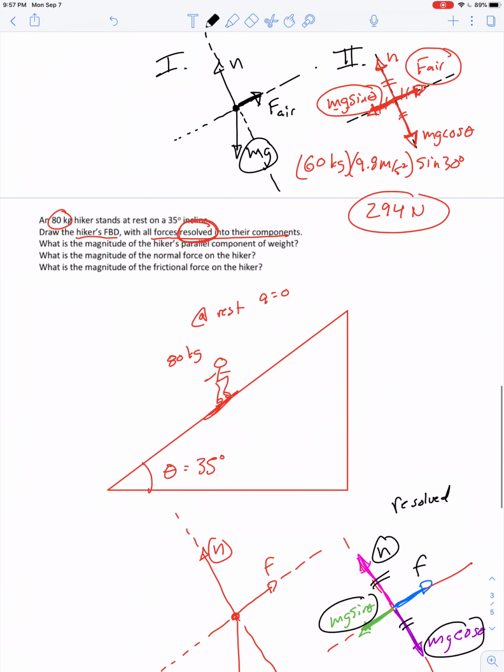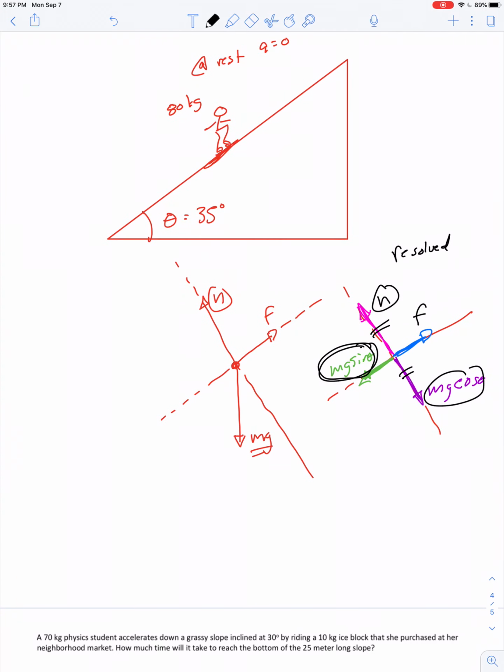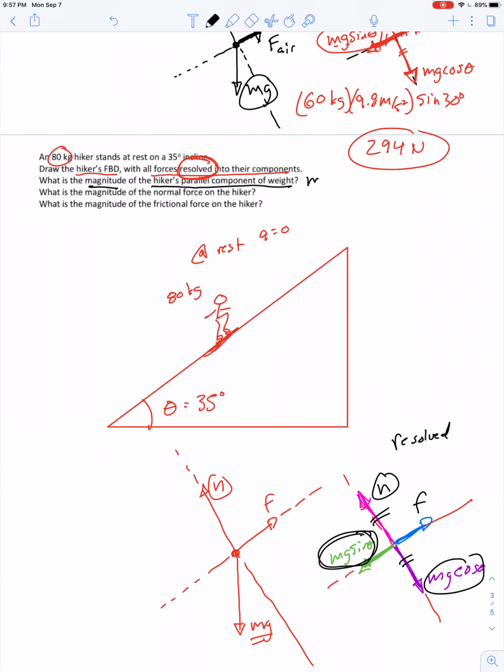We answered the first part of the question. Next one is, what's the magnitude of the hiker's parallel component of weight? So what's the value of mg sine theta? So this time it's 80 times 9.8 times sine of 35 degrees. I guess I should have units in here. These are kilograms, these are meters per second squared, but a kilogram meter per second squared is a newton. 80 times 9.8 times the sine of 35 gives us about 450 newtons.